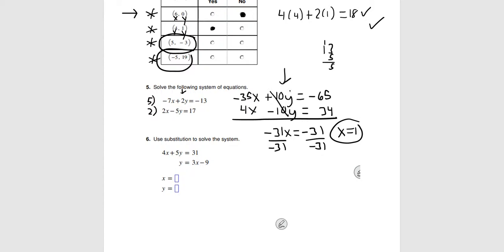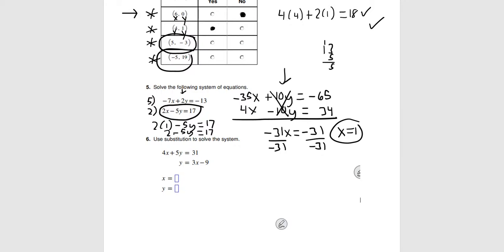And then when the y variable eliminates, we're left with just the x. So x equals 1. And then to figure out what the y is, I can just go back to either one of my original equations or my changed equation, and I can substitute 1 for the x and solve for the y. So 2 times 1 is 2. 2 minus 5y equals 17.